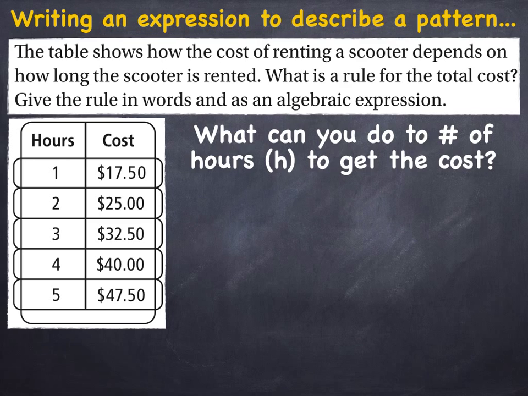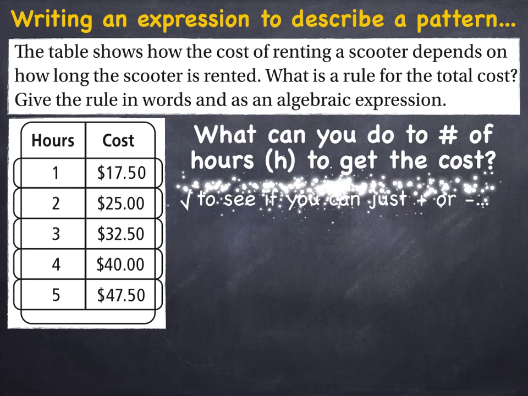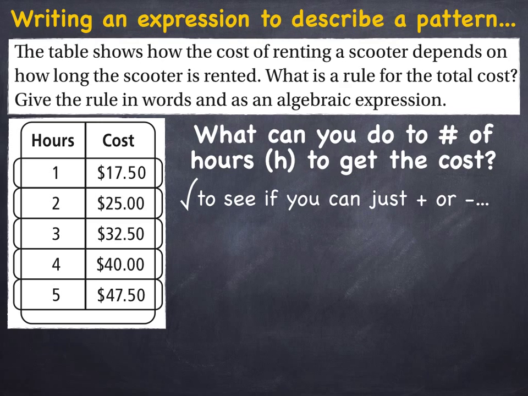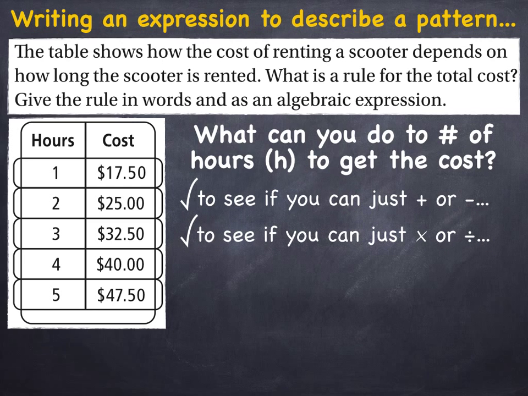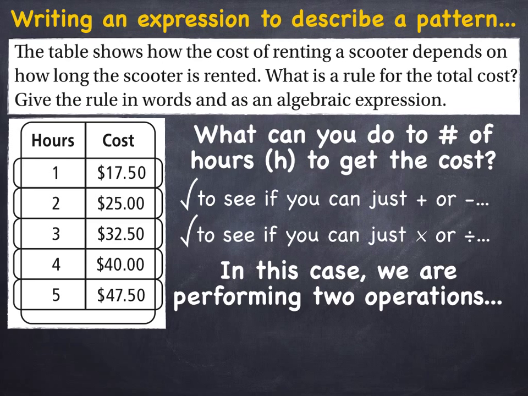Okay, so the first thing that you're always going to look for, because it would be the easiest, is if you can just add or subtract something to the hours to get the total cost. In this case, it's not going to happen, right? To get the cost from the hours, you can't just add or subtract an amount to the hours. Then you're going to check to see if you can just multiply or divide. Okay, no, you can't. 1 times 17.50 would give you the 17.50, but 2 times 17.50 wouldn't give you the $25. So in this case, we know we're going to be performing 2 operations.